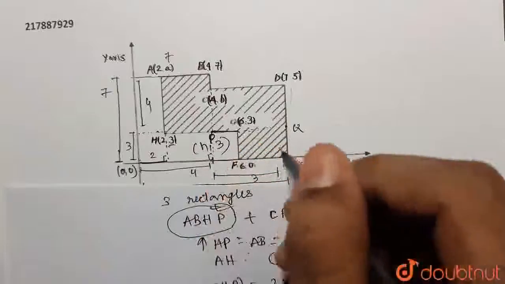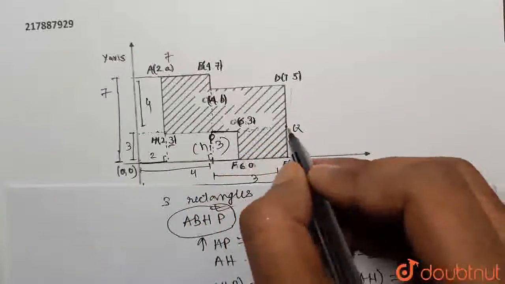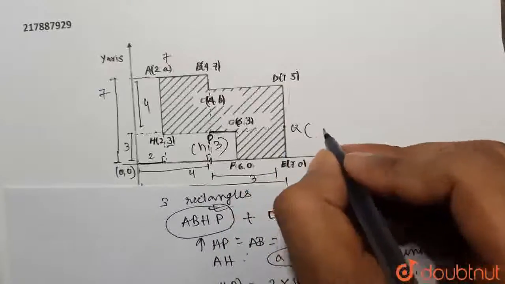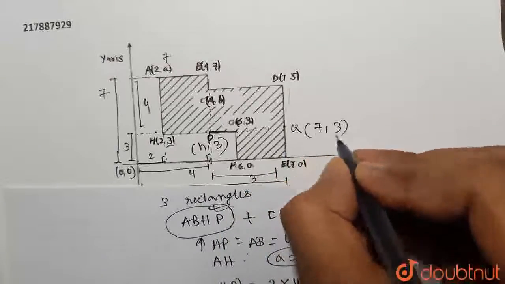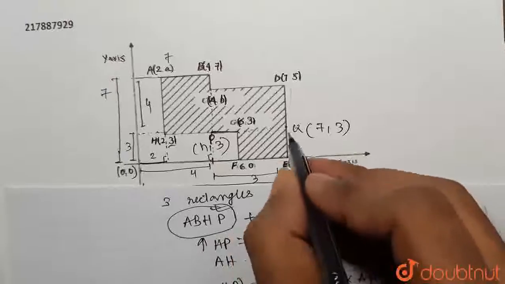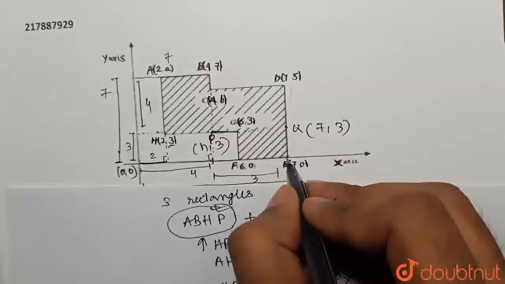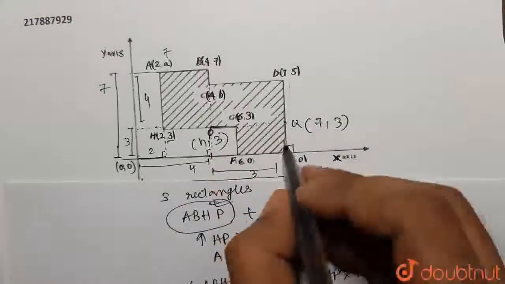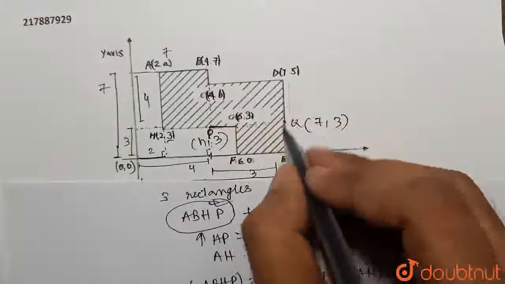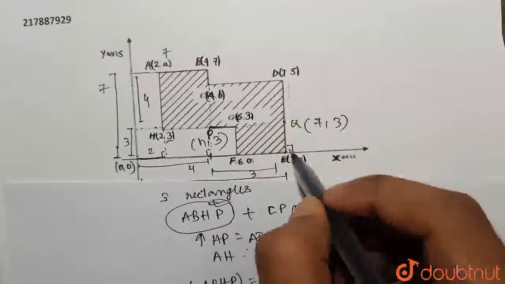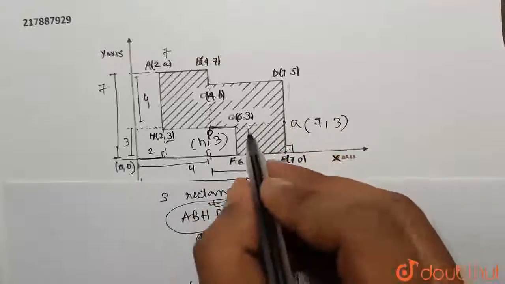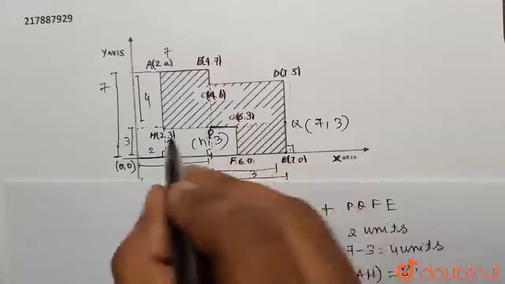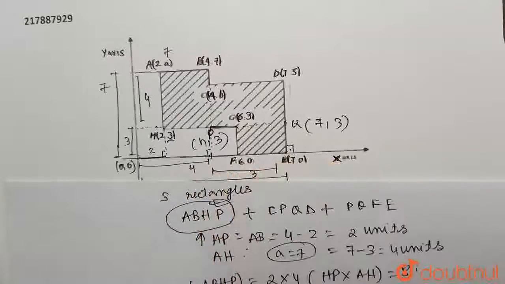Now for point Q also, it will be the same thing, so point Q will be 7,3. Why? Because these points are joined on a line that is vertical to the x-axis, so the x coordinate of these points will be the same. It will be 7, 7 and 7. And the y coordinate, by the same logic, will be constant because the line is parallel to the x-axis. So this y coordinate will be 3.